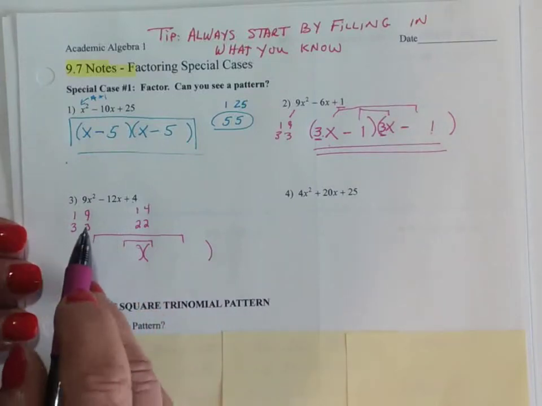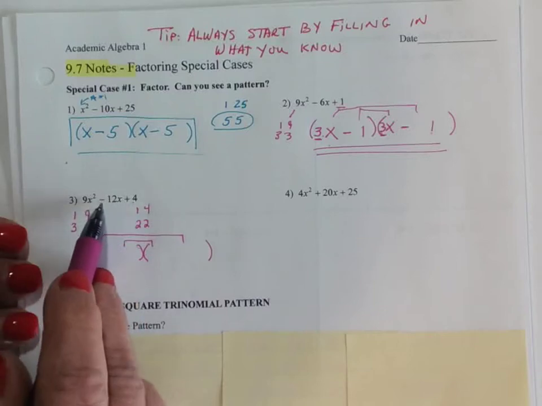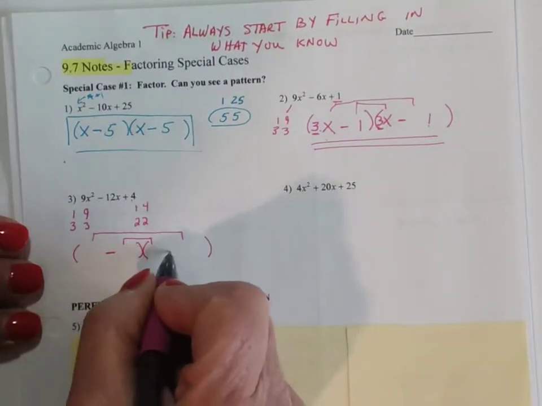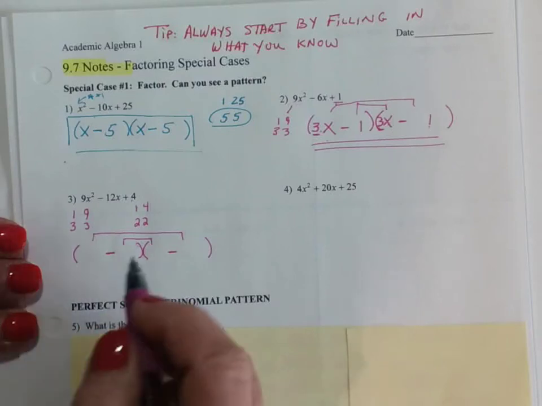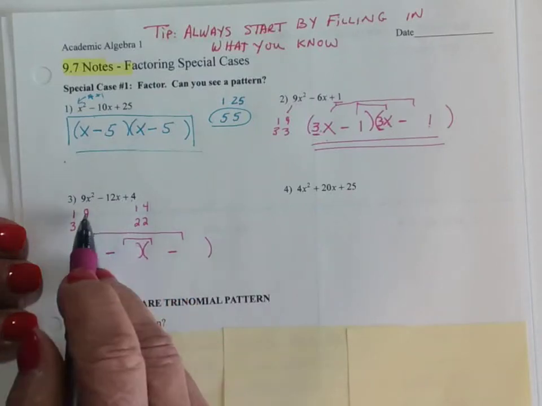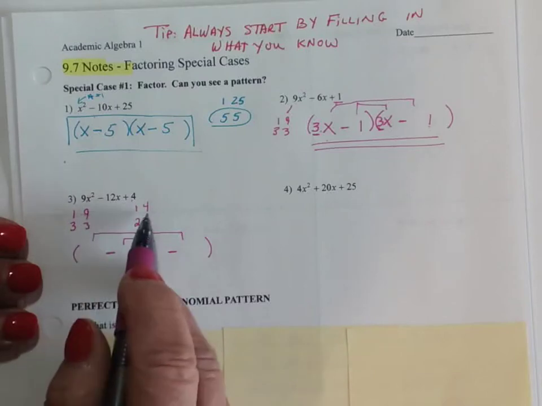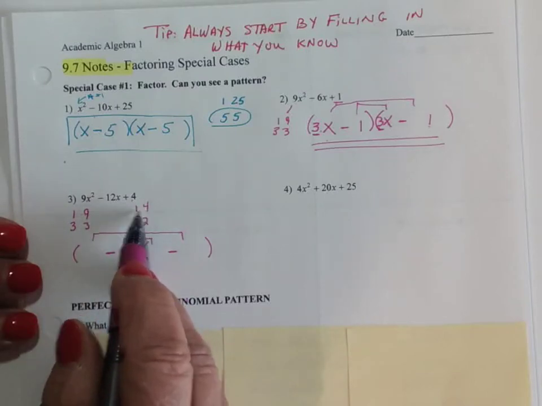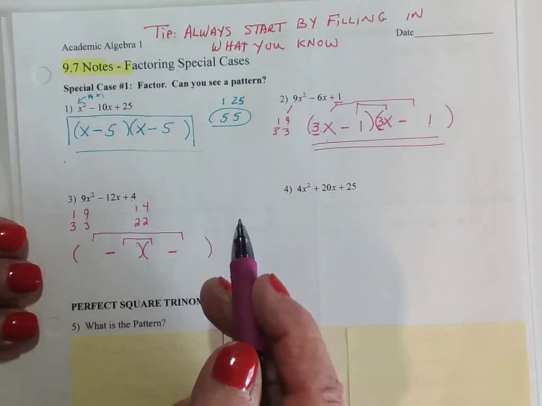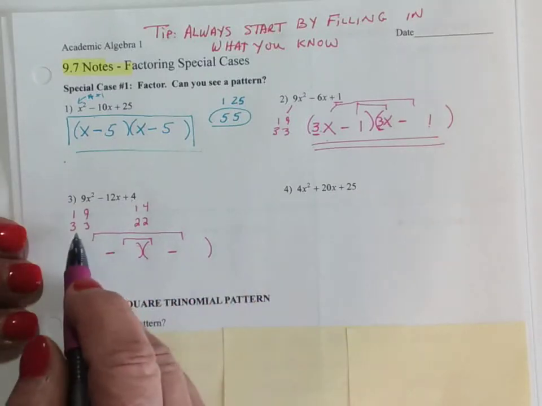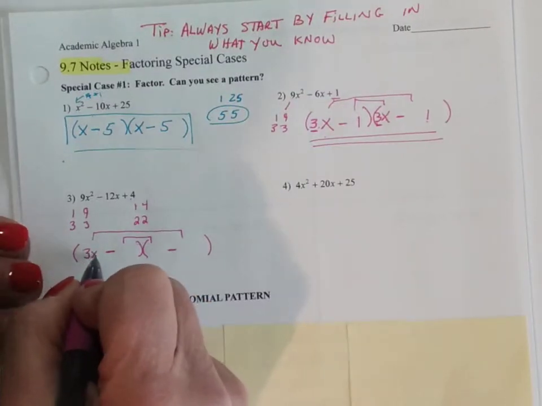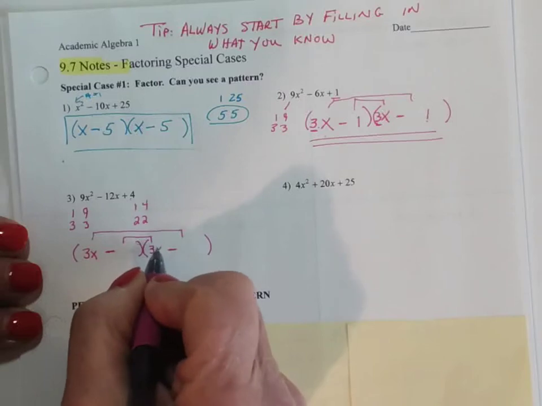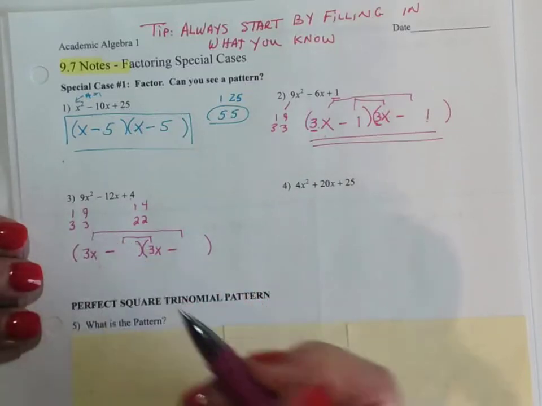Well, you know one thing. This is positive and this is negative, so my signs are both negative. And as I look at this, I'm saying to myself, 9 times 4, well, that's 36. That's not going to get me anywhere near that. So I'm going to guess that my first term is going to be 3x times 3x, which is going to give me 9x squared.